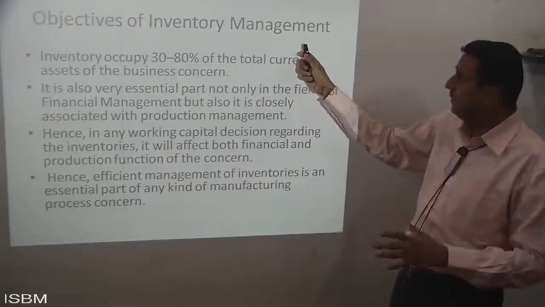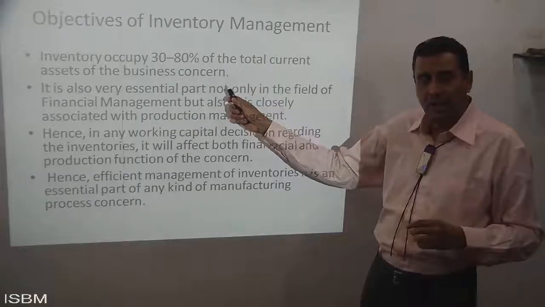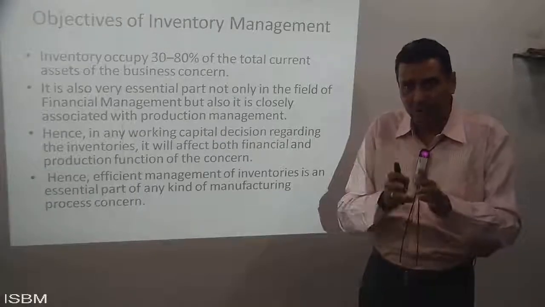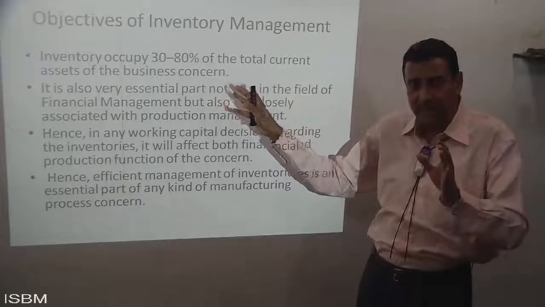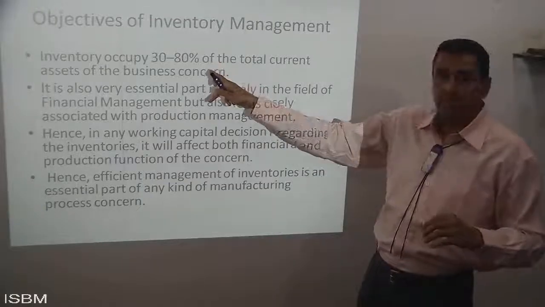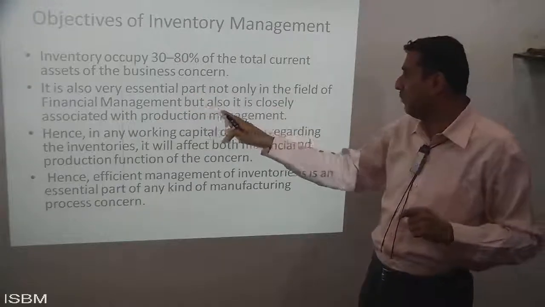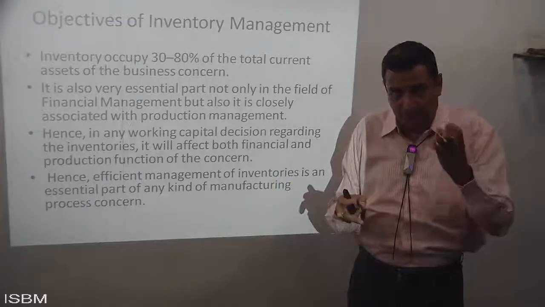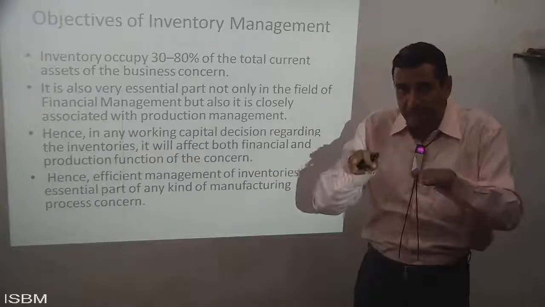Objectives of inventory management. Inventory occupies 30 to 80% of the total current assets of the business concern. Of the total cost of operations, almost 30 to 80% of the total expenses the company incurs pertains to inventory. So it is an essential part not only of financial management but also closely associated with production management. You have to arrange the finance for procuring raw material, and at the same time meet the commitment of production. You have to balance these two requirements.